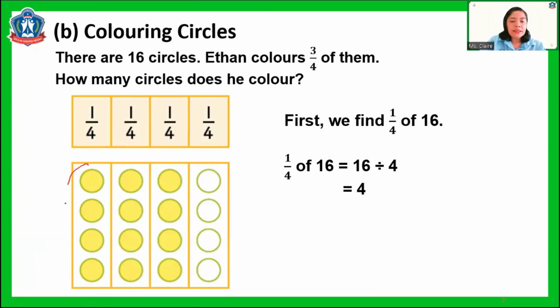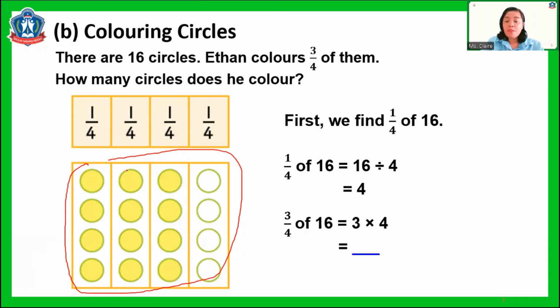So we have 16 circles here. The 16 is 1 whole. So 1 whole divided by 4. The 1 whole is 16, so 16 divided by 4, and it gives us 4. Now, we are looking for 3/4. So the 4 here, we will multiply by 3. And that is 12. So he colors 12 circles.